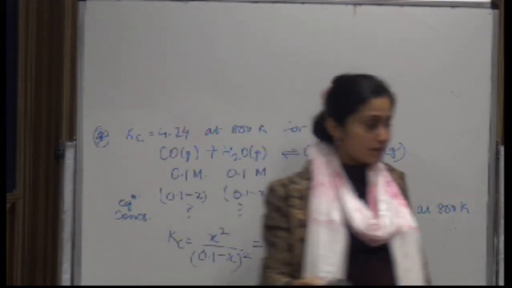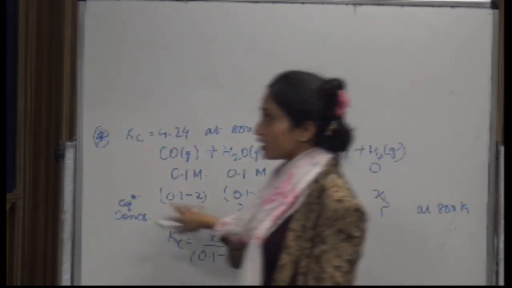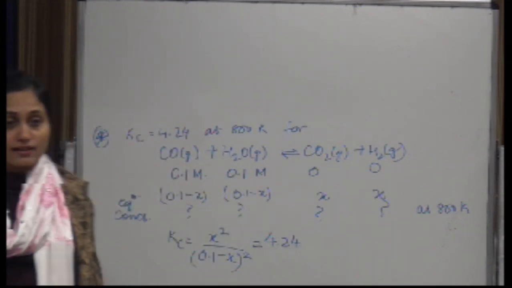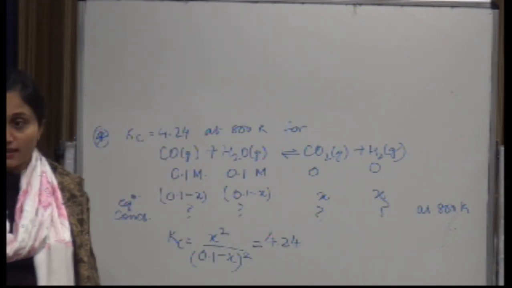Consider that x moles are formed at the equilibrium, and if x moles are formed at the equilibrium, then you should understand that the leftover of the reactants will be the concentrations of the reactants at equilibrium, which will be 0.1 minus x and 0.1 minus x. Okay?